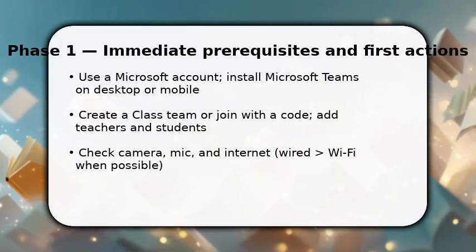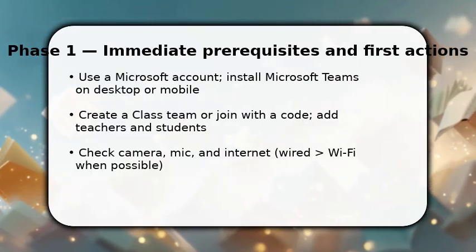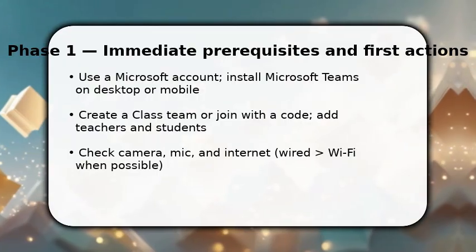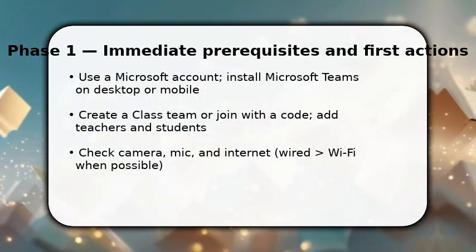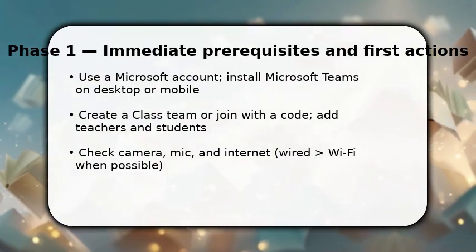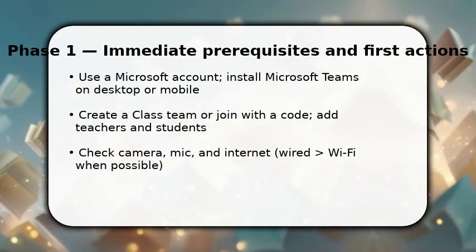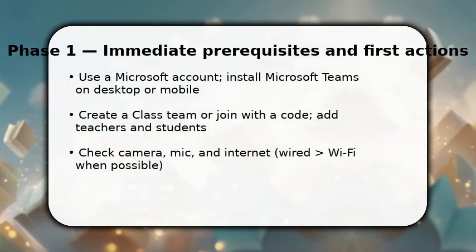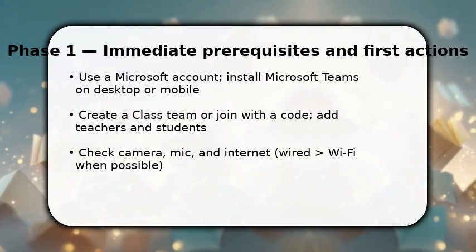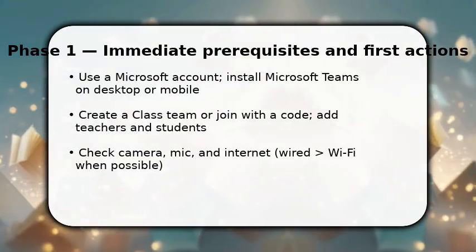You start by signing into Microsoft Teams with your Microsoft account, then create a class team or join via the class code you received. Once done, add co-teachers and students so permissions propagate correctly. Make sure to install the Teams app on your primary device and test camera and microphone in settings before the first session. This avoids delays. If possible, use a wired connection for stability.